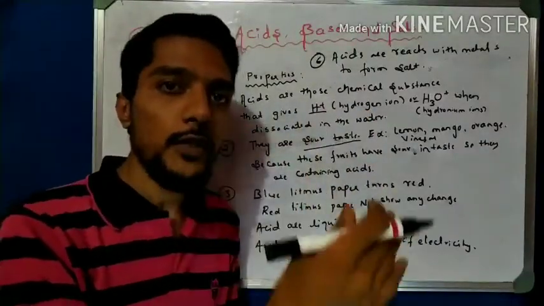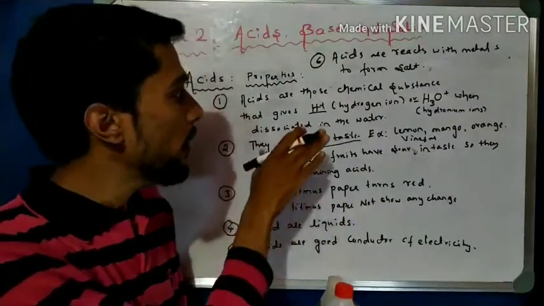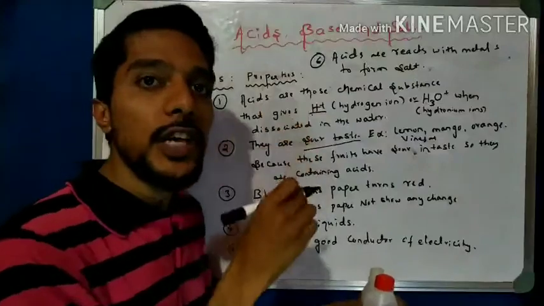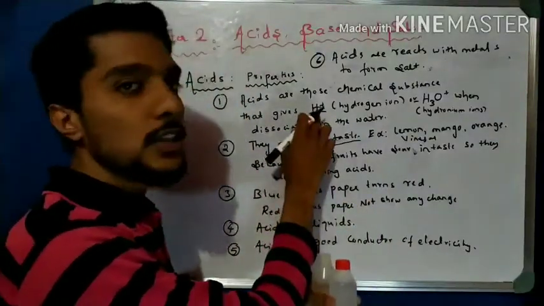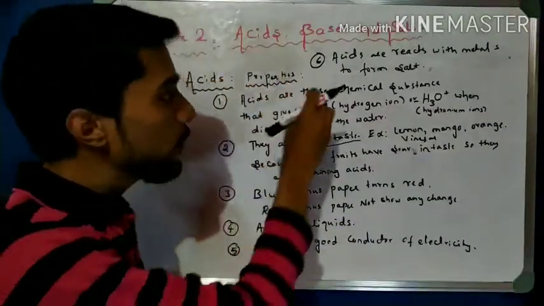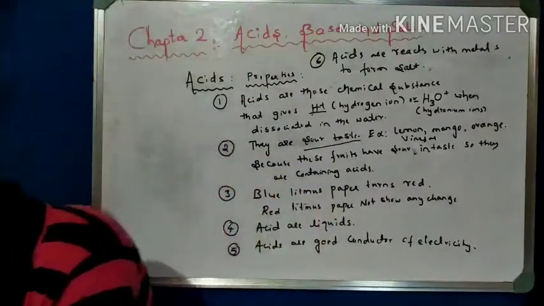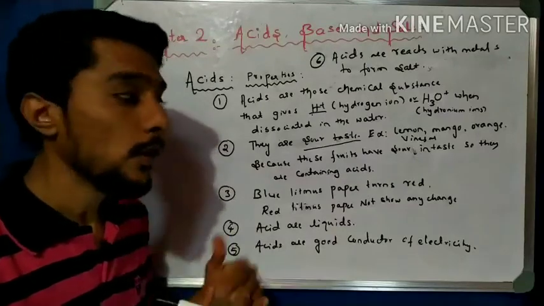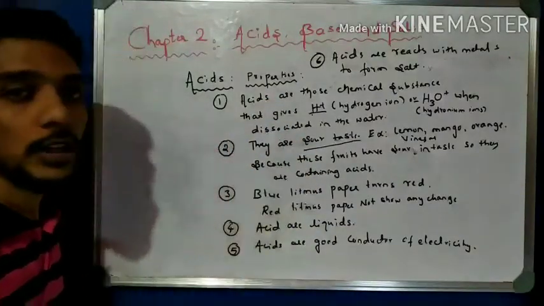In the next video we will learn in detail about it practically, but here one property you have to remember: acids give H plus ions only in which state? Only in the liquid state. Only in the presence of water they give H plus ions, and that H plus ion is responsible for the change of the litmus paper color. So these are the important points about acids. Please note all these points.